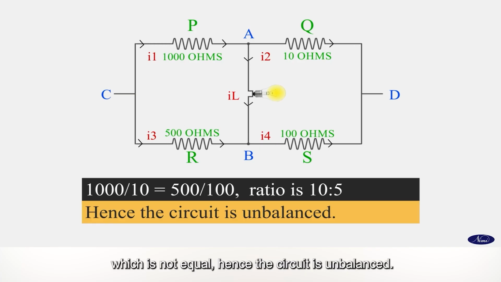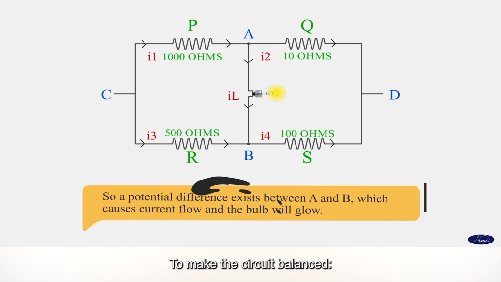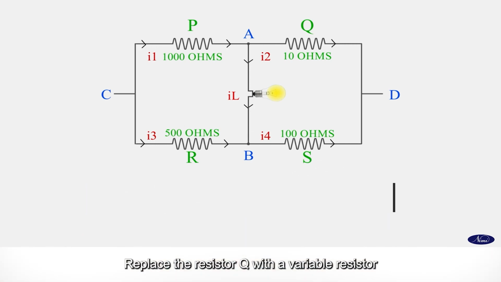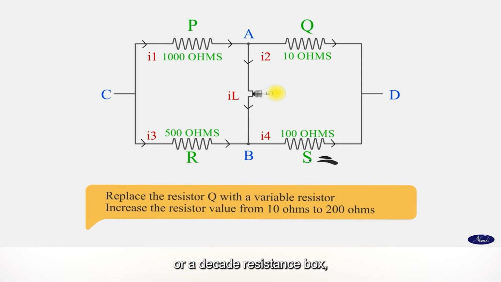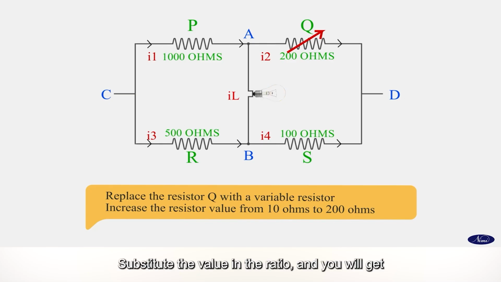Ratio is 10:5, which is not equal, hence the circuit is unbalanced. So a potential difference exists between A and B, which causes current flow and the bulb will glow. To make the circuit balanced, replace the resistor Q with a variable resistor or a decade resistance box and increase the resistance values from 10 ohm to 200 ohm so that the circuit gets balanced.